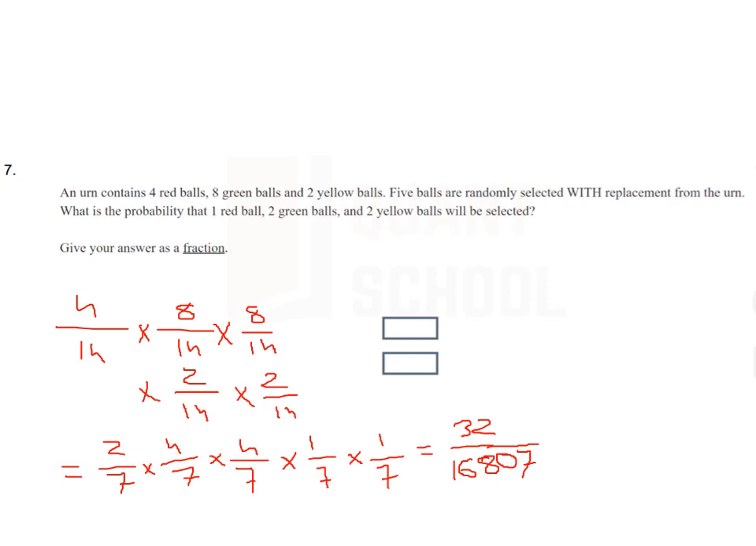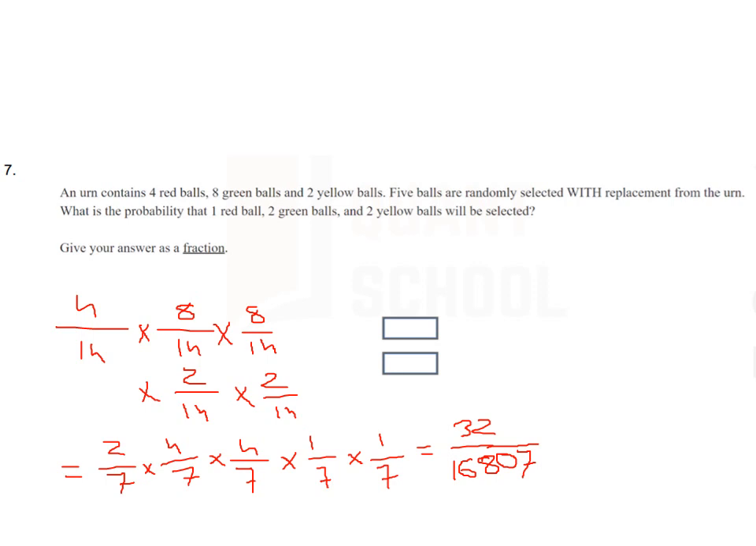So let us first select the red ball: 4 by 14. Then we'll select 1 green ball, that is 8 by 14. Each time the denominator will be 14 because we are using replacement, so the total number of balls will be 14. Now we'll select another green ball, so 8 by 14. Now select 1 yellow ball, 2 by 14, and again select a yellow ball, so 2 by 14. Multiplying those, we get 32 divided by 16,807.